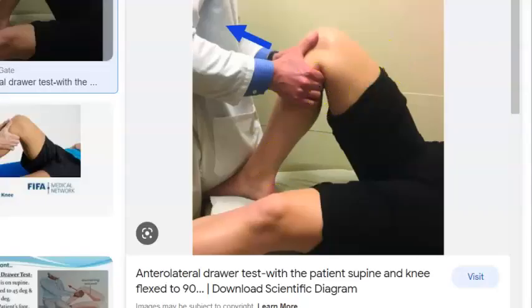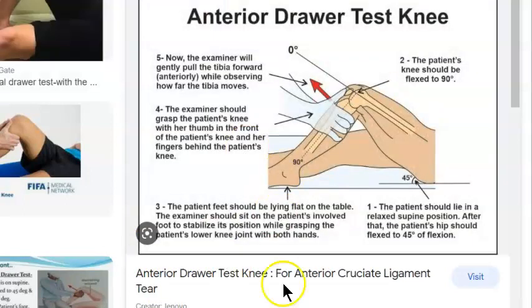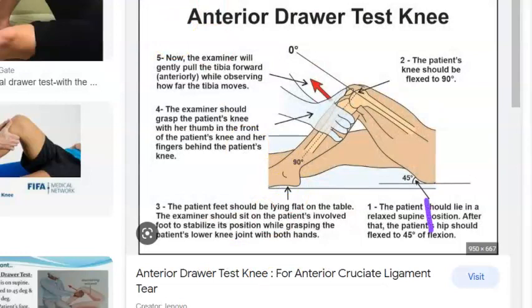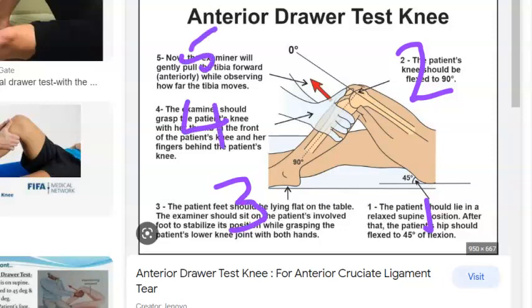What are you trying to check in anterolateral drawer test? This is anterior drawer test. They've asked only anterior. They're going in the sequence explaining to you very nicely how you should lie and how the knee should be flexed at 90 degrees. Then the patient should be lying flat on the table, and the examiner should grasp the knee. Now you gently pull the tibia forward anteriorly while observing how far the tibia moves.